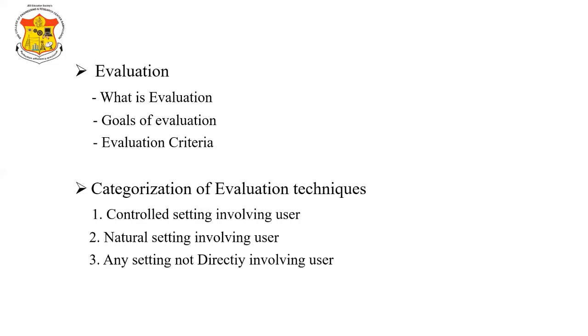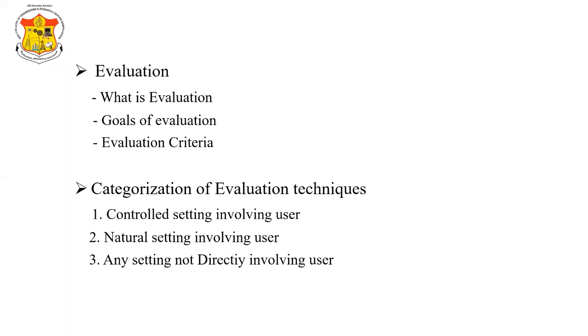Third, to identify any specific problems with the system. This goal is correlated to both the functionality and usability of the design. It is specifically concerned with identifying trouble spots which can be rectified. So these are the three different goals of evaluation.